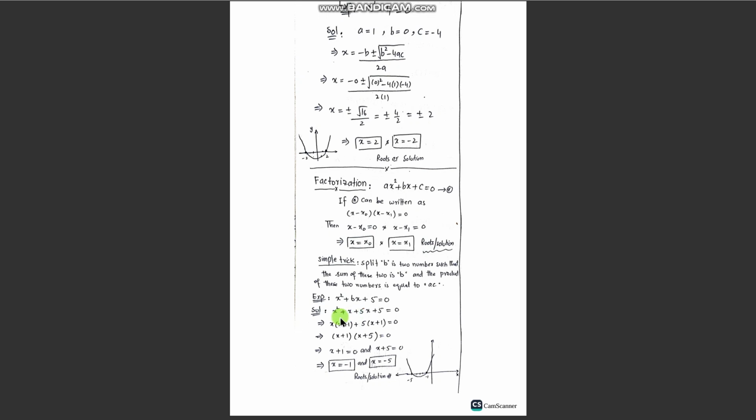In the first two terms, take x common, we get x plus 1, and in the last two terms, 5 is common, we get x plus 1. Again, in these two terms, x plus 1 is common, so taking x plus 1 common, we get x in the first term and 5 in the second. So x plus 1 into x plus 5 is equal to 0.